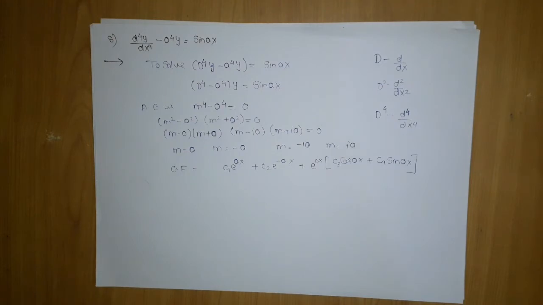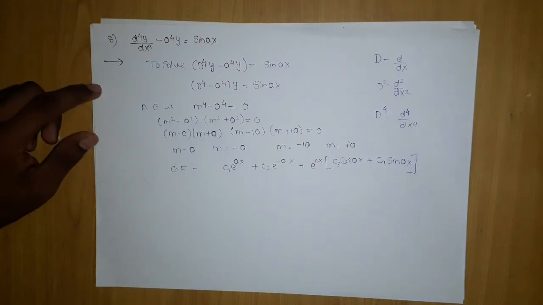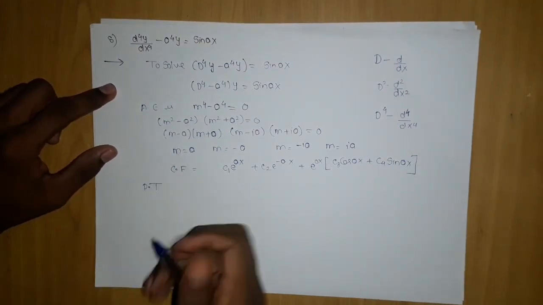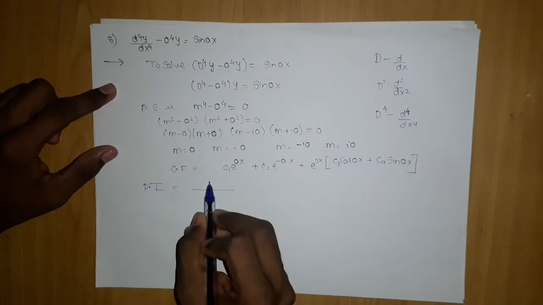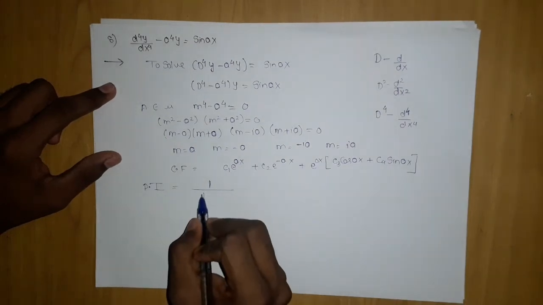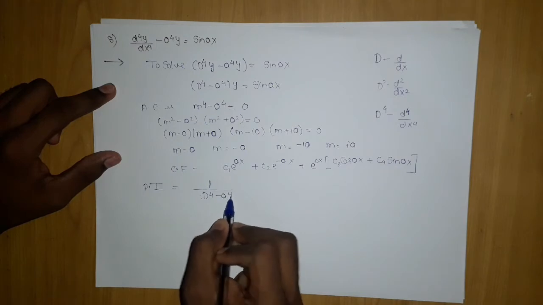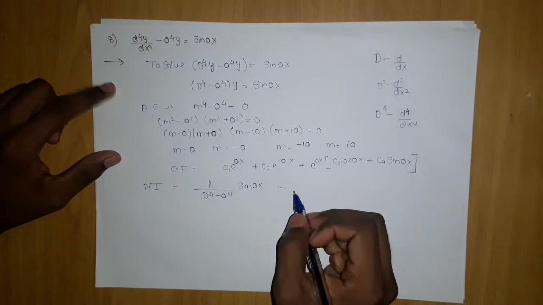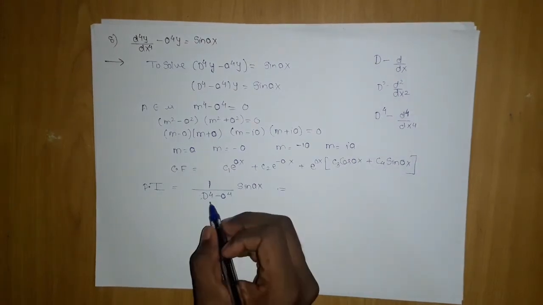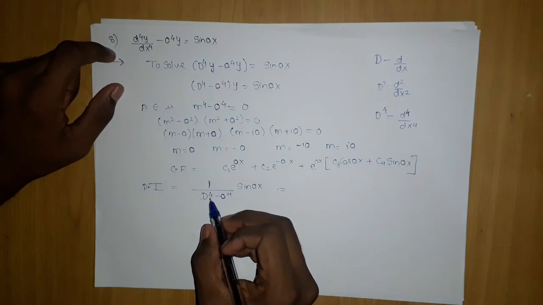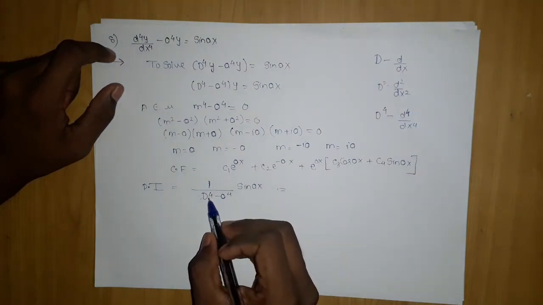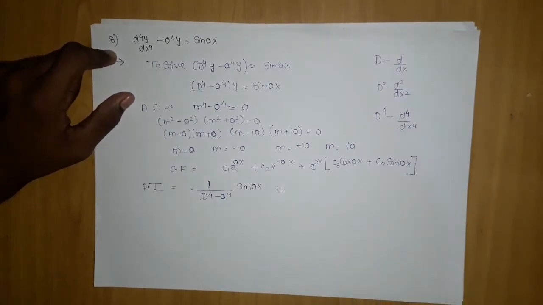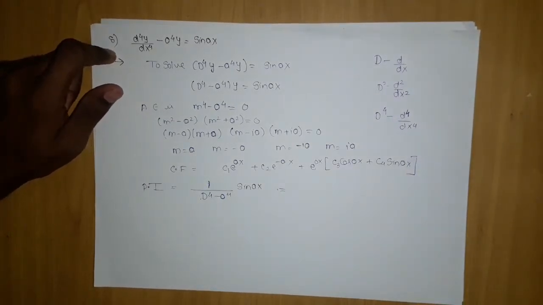Now our main focus is to get the particular integral. The particular integral will be 1 by D power 4 minus a power 4 into sin ax. Here, what we used to do is write D square as minus a square.